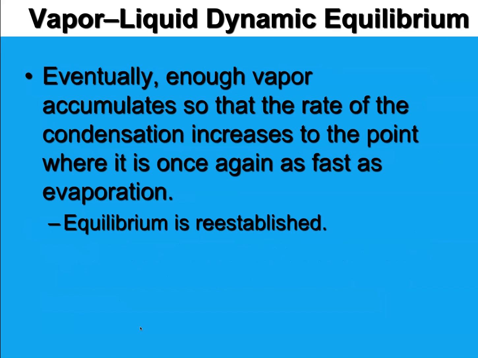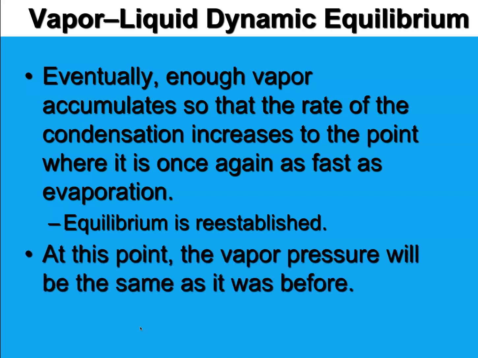Eventually, enough vapor accumulates so the rate of condensation increases to the point where it's once again as fast as evaporation or vaporization. So just like Le Chatelier, it will shift in the direction to undo any stress to get back to your dynamic equilibrium. And then the vapor pressure will be the same as it was before.